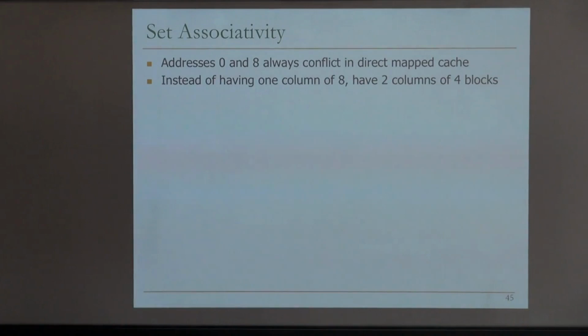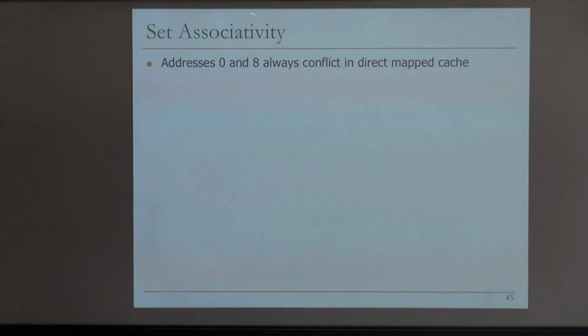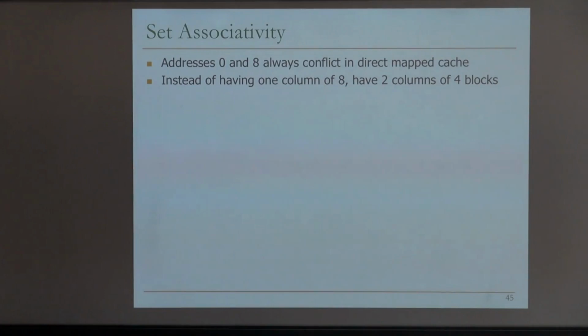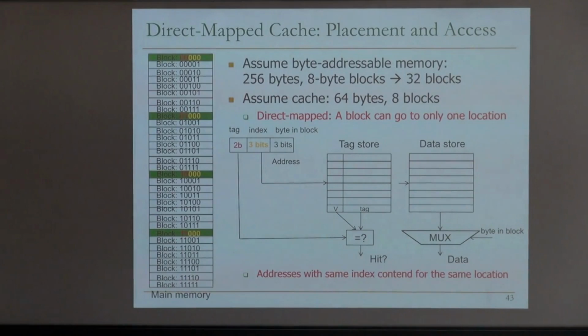Well, one way of reducing this problem is adding set associativity, meaning at an index, you don't store only one block, but give the capability of storing multiple blocks. That's the idea. So if two blocks have the same index bits, they can be stored because there are multiple locations for that same index value. You can think of this geometrically also. Instead of having one column of 8, in this case we had one column of 8, and we could store only one thing in each row, have two columns of 4.